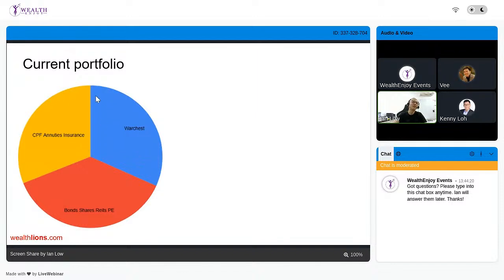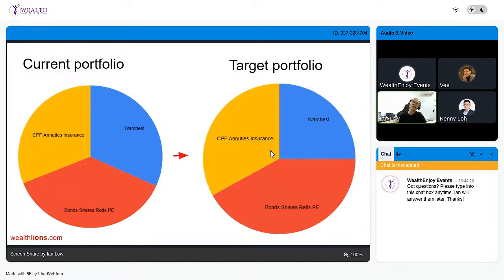I've now built a war chest of about 1/3. My CPF, annuities, and all my insurance are here, and my bonds, shares, REITs, and private equities are all here. All right. So I'm waiting for a market to crash. If there's no crash this coming year, I think I will be adding some more annuity. All right. I'll be adding some more.